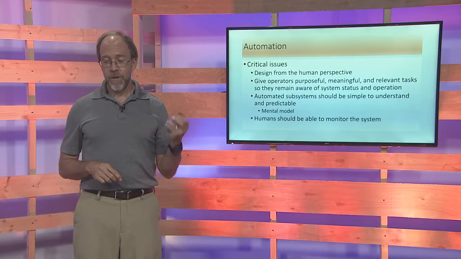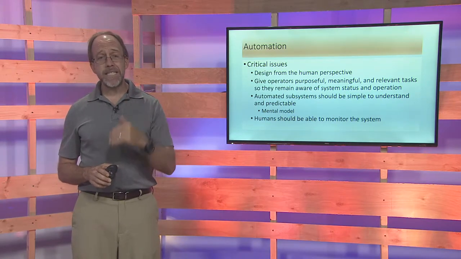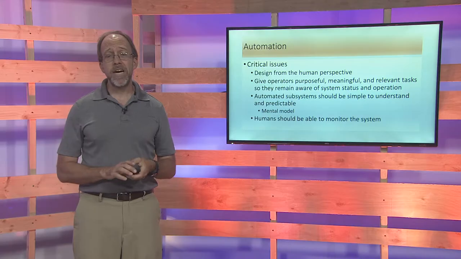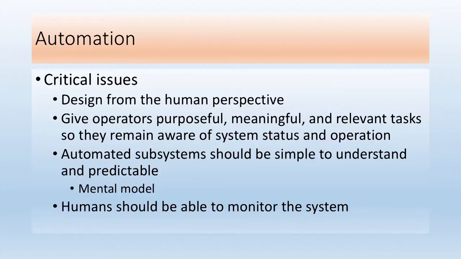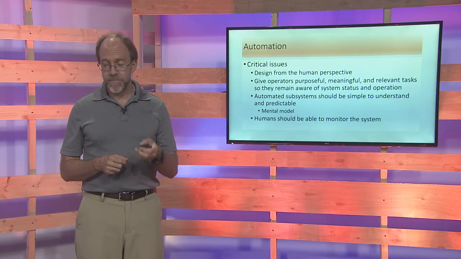Now, critical issues. Automated systems are just like any other HCI system. You need to design with the same type of rigor, constraints, and things that you take into account that you would with every other type of system. But in an automated system, you've got to put a couple other design parameters into play. One is that the humans may have a much more difficult time developing a mental model of the automated system. They have to have the ability to know what's going on. The concept of visibility still exists and is always still there. It's still a human perspective design.